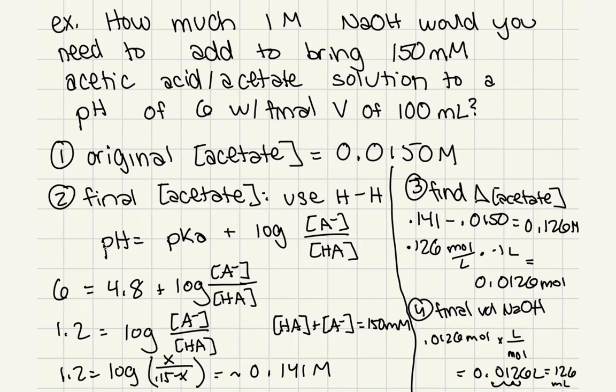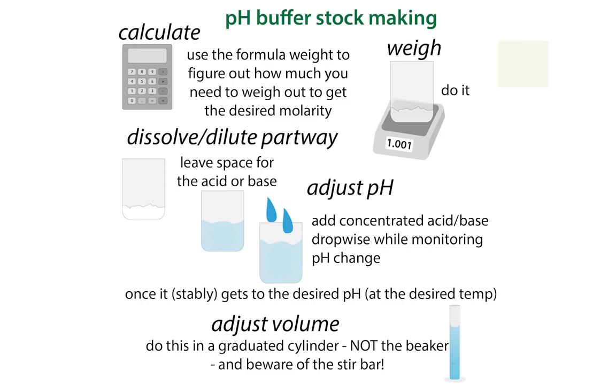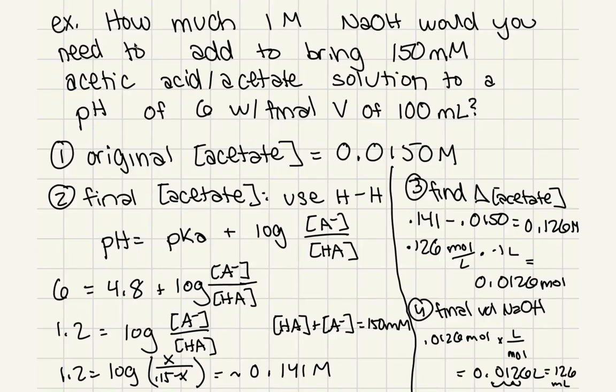And so you can see that if we dissolved everything in 100 milliliters and then we needed to go adjust the pH and we had to add 12.6 milliliters of our NaOH, well, that wouldn't work out so well. So that is why we do the pHing at a lower volume, and then we adjust it to the final volume. And you can always calculate ahead of time about how much you need to add.